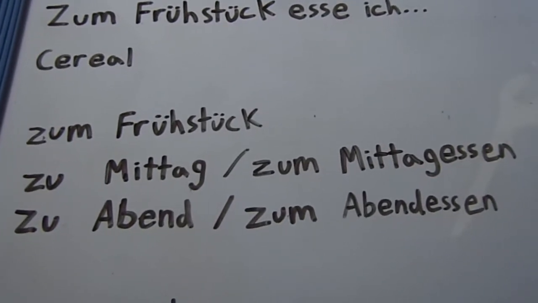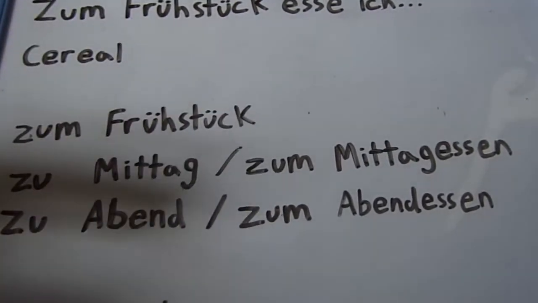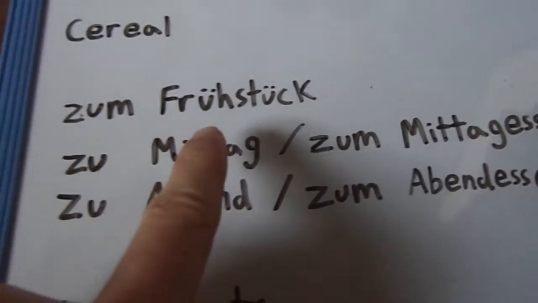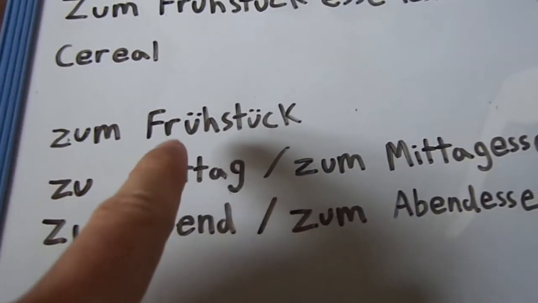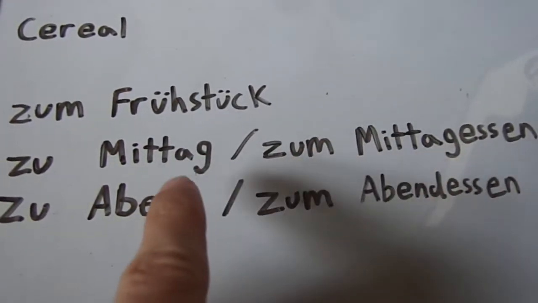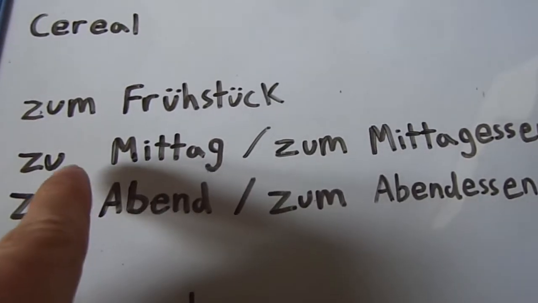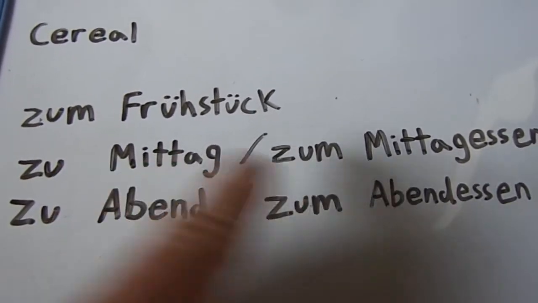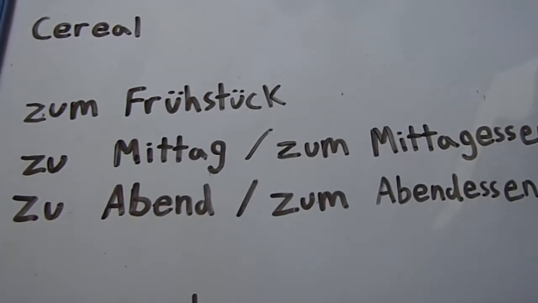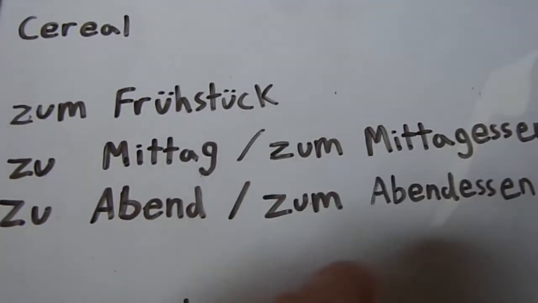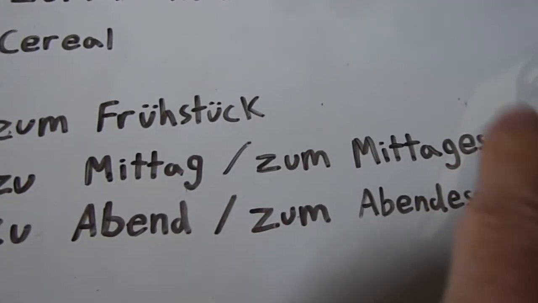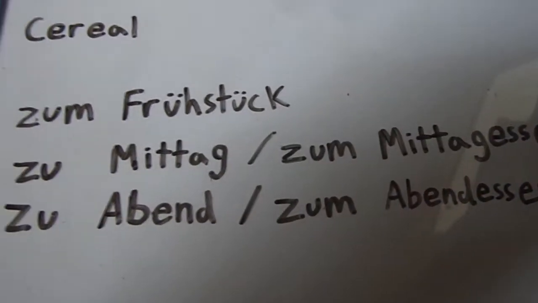Then sometimes this comes up. The question is, how do you say for breakfast, for lunch, for dinner? Frühstück is really easy because it's always just zum Frühstück. But then, if you notice in the lesson, sometimes you'll see Mittagessen, sometimes you'll see Mittag. So if you want to say for lunch, we can use either zu Mittag or zum Mittagessen, zu Abend or zum Abendessen. So just remember, or work on memorizing that. If it ends with Essen, not Mittagessen, then we use zum.